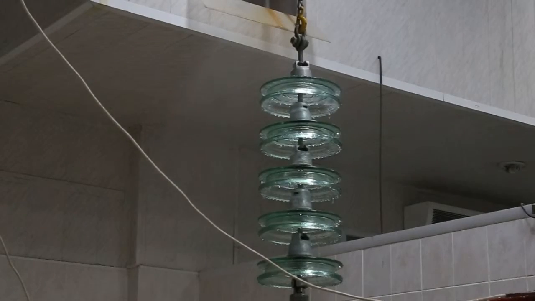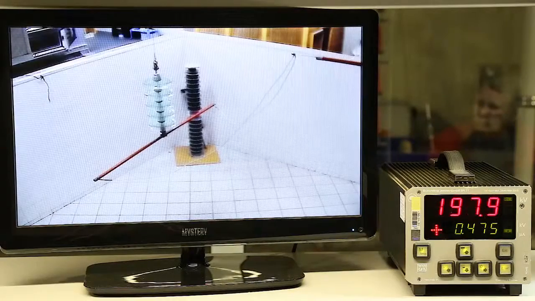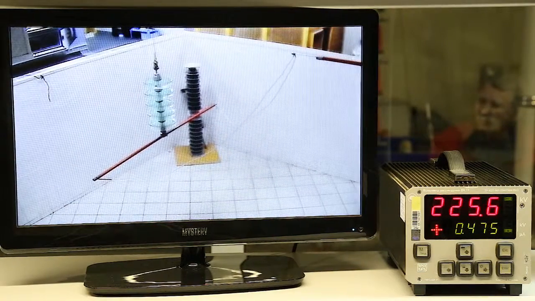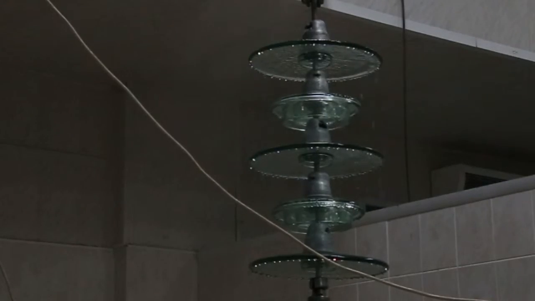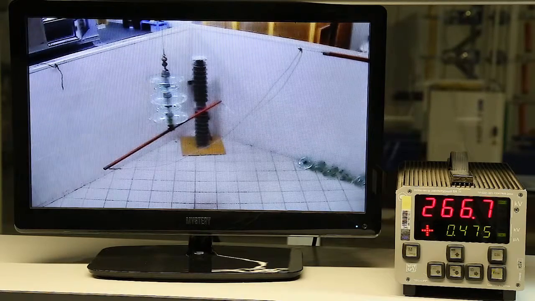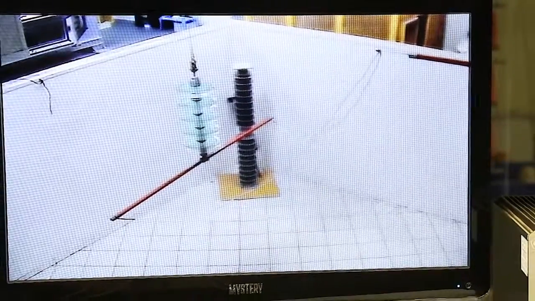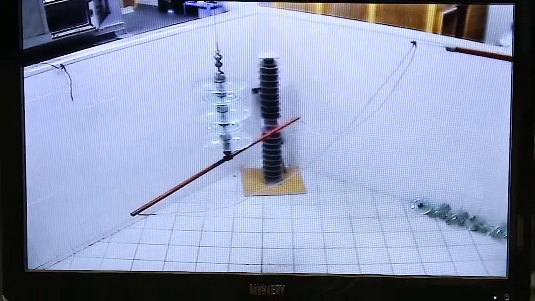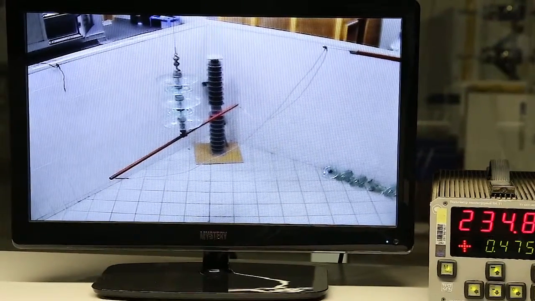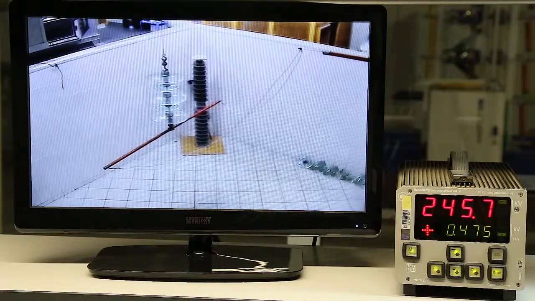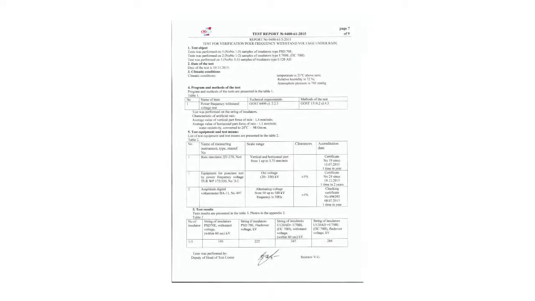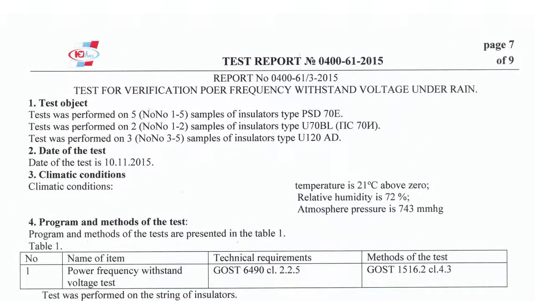Two types of string units were tested. Test results. One type string unit, discharge voltage 225 kilovolts. Mixed type string unit, discharge voltage 266 kilovolts. One type string unit, withstand voltage for 60 seconds, 195 kilovolts. Mixed type string unit, withstand voltage for 60 seconds, 245 kilovolts. Judging from the above test results, the mixed type string unit has increased discharge properties in wet condition to 25%.